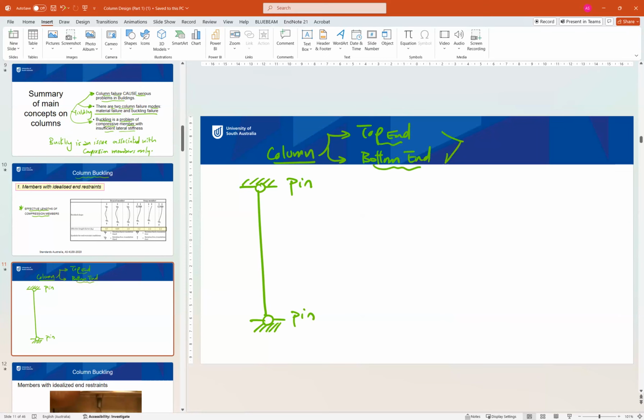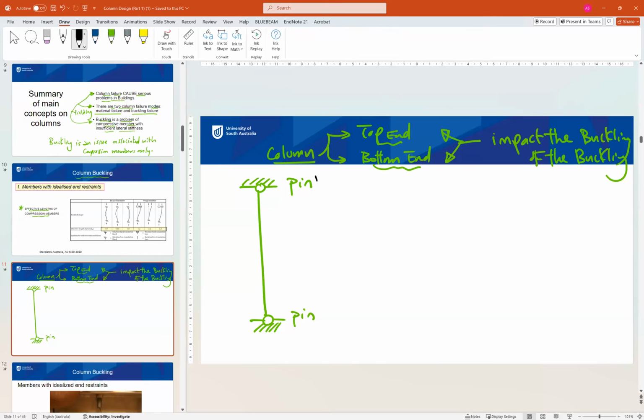These two ends will impact the buckling of the column. So when you are designing a column, you should know what type of supports this column has. The first case we have now is the pinned column. If the column is pinned at the top and pinned at the bottom, this column will buckle in a shape like this.